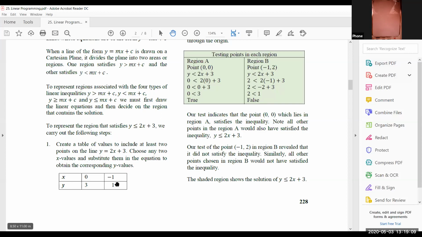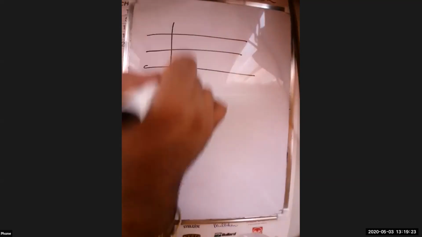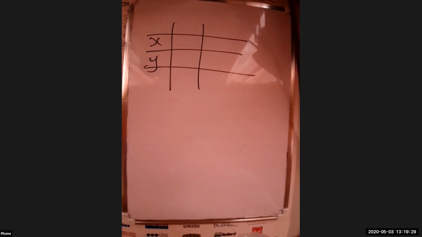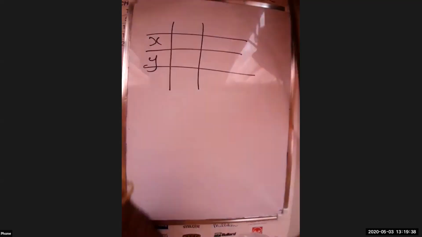So you construct a table of values, right? Let me show you all something. Right. So you can construct a table of values. And as you all know, we have an x coordinate, a y coordinate, right? So we can choose 2 or more values. The handout says 2, but we can choose any amount that we want, right? So let's just choose 2 random values.